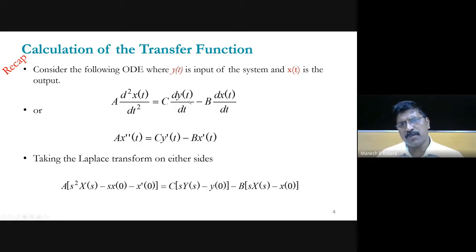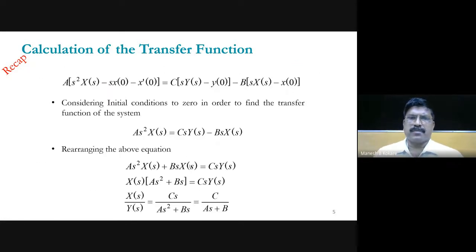So c is a constant, and because of d by dt, this Laplace transform term will be s, and Laplace transform of y of t will be equal to Y of s minus y of 0. Similarly, the Laplace transform of this term will be, b is constant, so minus b will be there, and because of d by dt, this will be s, and x of t will be X of s minus x of 0. Then from that, you can find out the transfer function by finding the equation of Y of s by X of s, right?